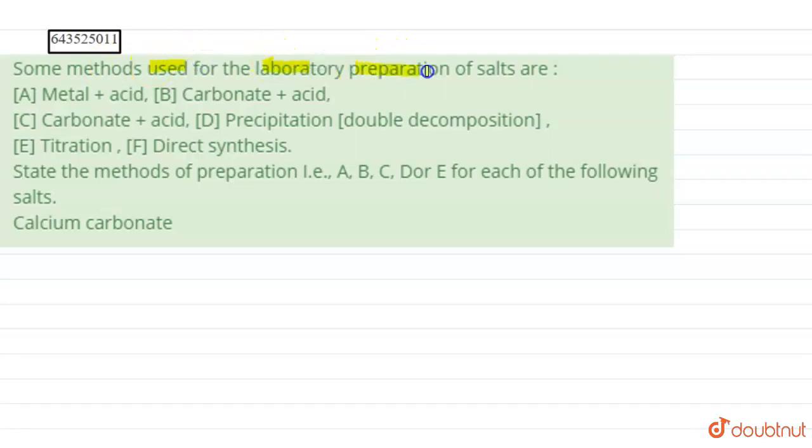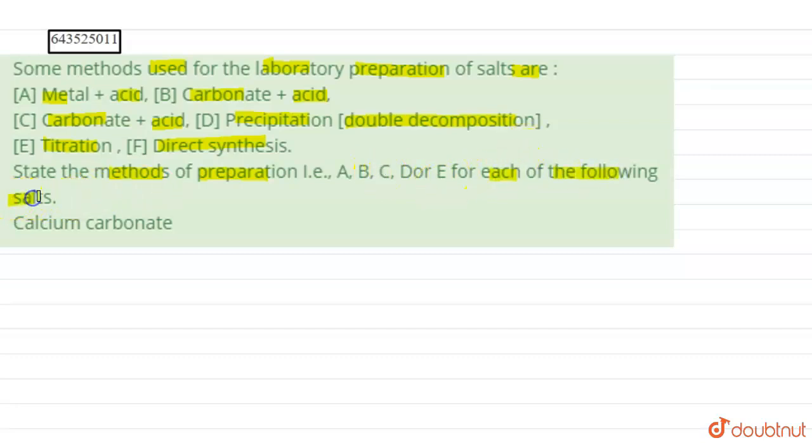Hello students, in the given question we have been provided with some methods used for the laboratory preparation of salts. The first method is metal plus acid, the second method is carbonate plus acid, the third method is carbonate plus acid, the fourth method is precipitation or double decomposition, the fifth method is titration, the sixth method is direct synthesis. Okay, so we need to choose which method of preparation, that is A, B, C, D or E, for each of the following.